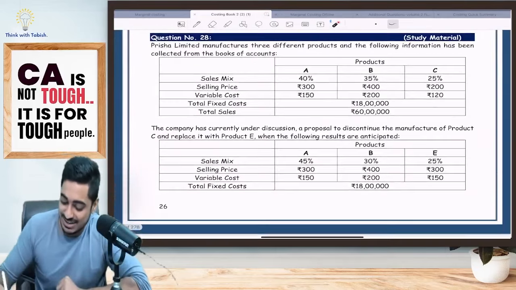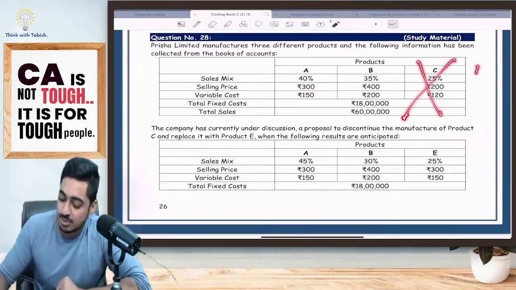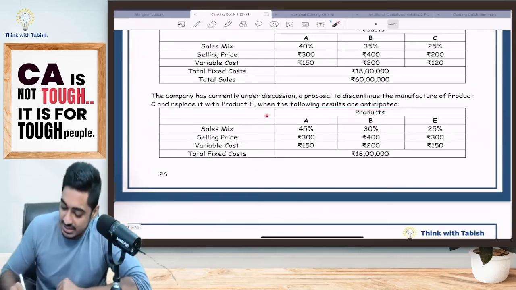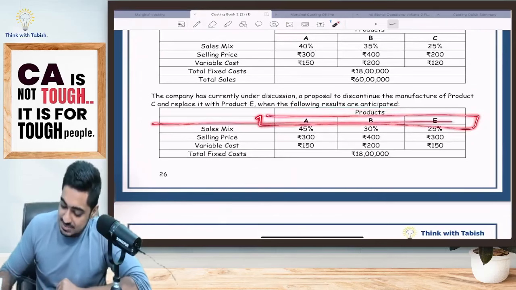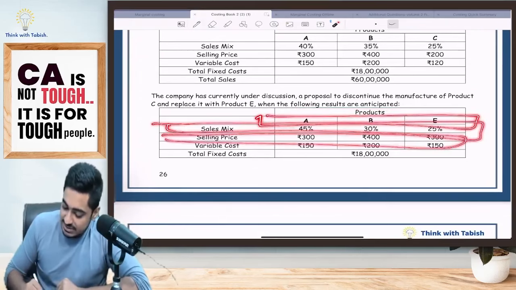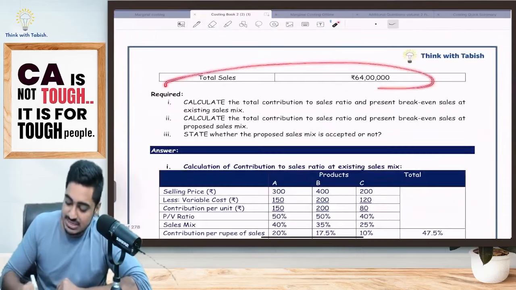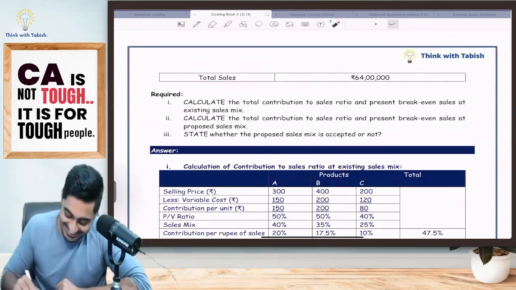So what we are telling in future, let us replace C and put product E. So what will happen in that situation? When the following results are anticipated: A, B and E, sales mix is given, selling price is given, variable cost is given, total fixed cost is given, as well as total sale value is given. Is this clear, everyone?